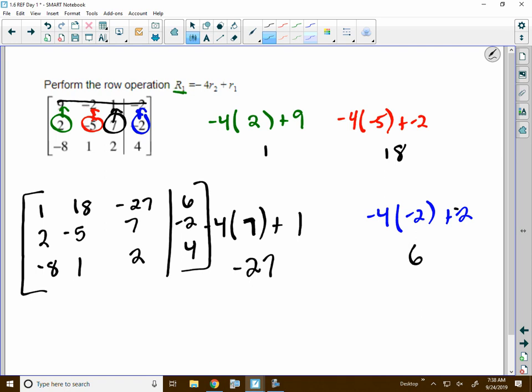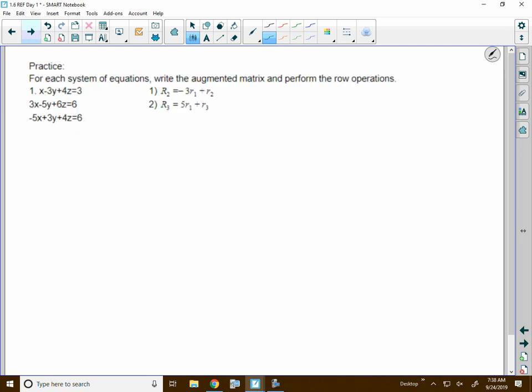Okay, questions for me on that? Okay, I think I'm going to do probably the first practice question with you, and then I'll let you do the next one. So these practice questions are not written in matrix form yet. So you're going to go ahead and rewrite into matrix form. It'll help you see everything a little more clearly.